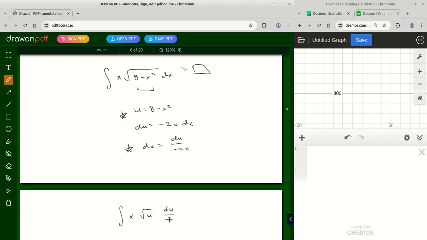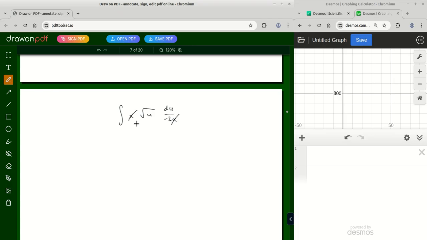And then du over negative 2x. Now, what happens here is that the x's cancel, and that 2 can come to the front. So now I have a negative 1/2 in the front, u to the 1/2 du. So I'm going to add 1 to the power and divide by the new power, plus c. What happens here is that the 2 comes up to the top and it flips, basically, and the 2's here cancel, leaving a negative 1/3 u to the 3/2 plus c.